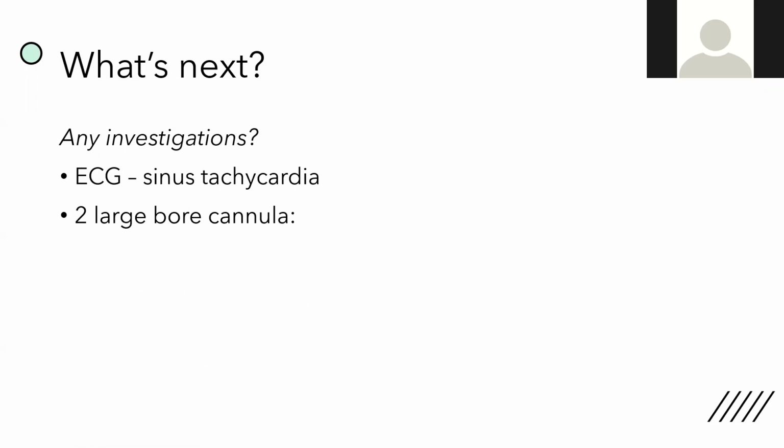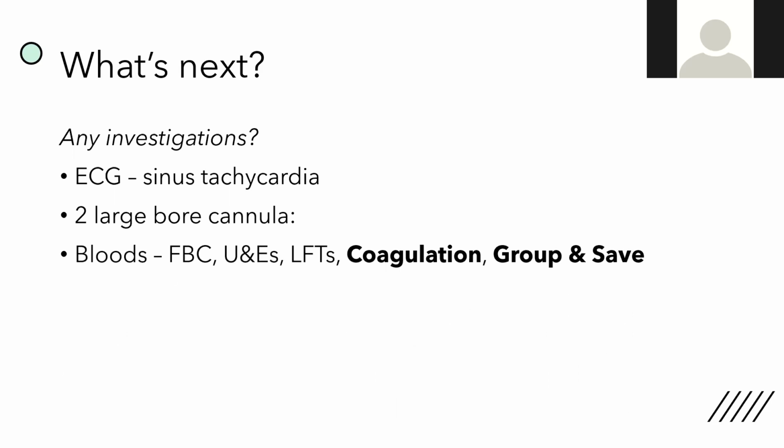And you want to insert 2 large bore cannulas to get some bloods. So that will include full blood count, U's and E's, LFTs, and you always have to order coagulation and group and save if you have a patient with a likely bleed, because they've had a road traffic accident. There's a chance that they're bleeding somewhere in the body, and they might need additional blood supplements if they are anemic or if they're losing a lot of blood. So group and save is very important.